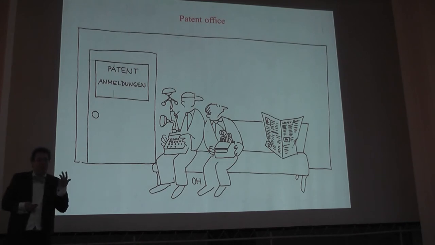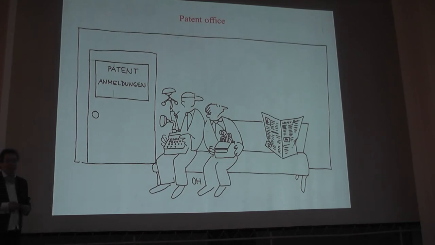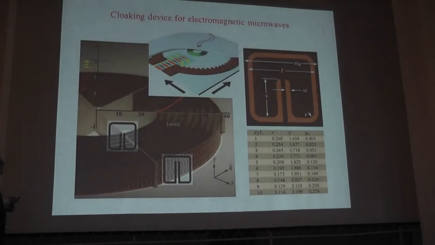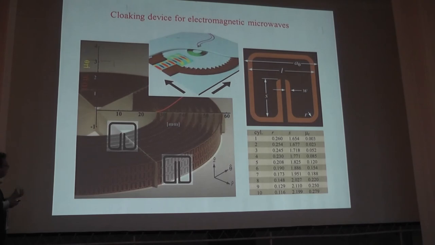So if you want to impress your friends at the patent office, in the old days you had to go to the patent office, then what do you do? The problem is that for those transformations of space you need extreme properties of materials, and one of the possibilities is to use what is known as structured composite materials or metamaterials. And here is an example of an invisibility device. It's an invisibility device for microwaves. It's very hard to do this in optics. I will show you an example of what can actually be done in optics.